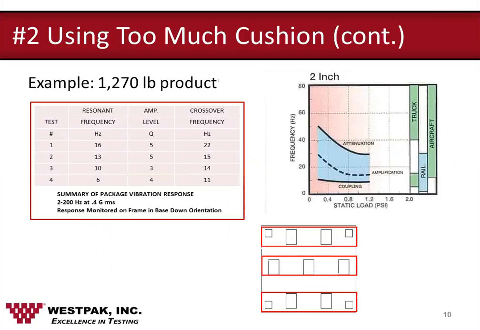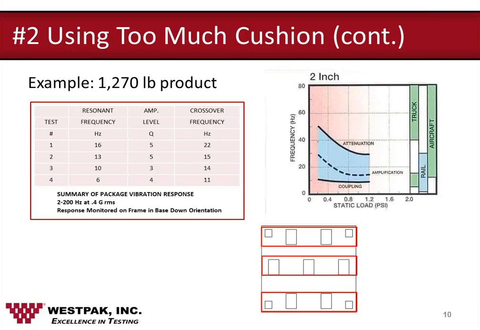So an example of using too much cushion is we had a customer that had a product that weighed 1,270 pounds, and the bare product resonated at 14 hertz, which means the lowest product resonant frequency of the critical components inside that product basically had a resonant frequency of 14 hertz. When we put that same product in the package, the overall structural resonance of the package was at 16 hertz. So both of those were right in the amplification zone of the cushion system and the product. So they had almost double amplification, causing potential damage to the product.